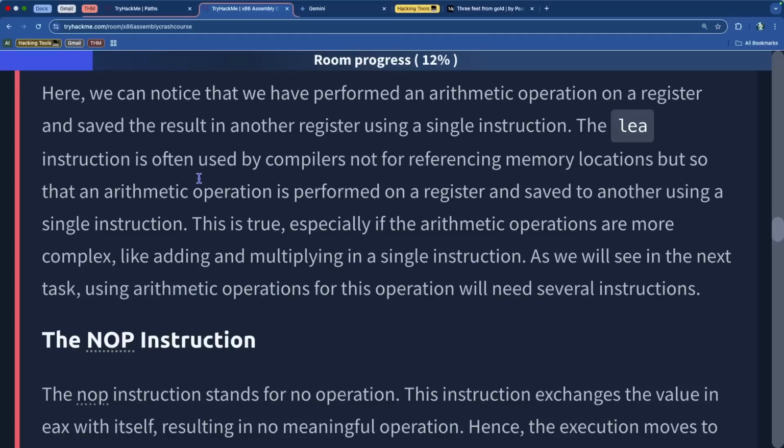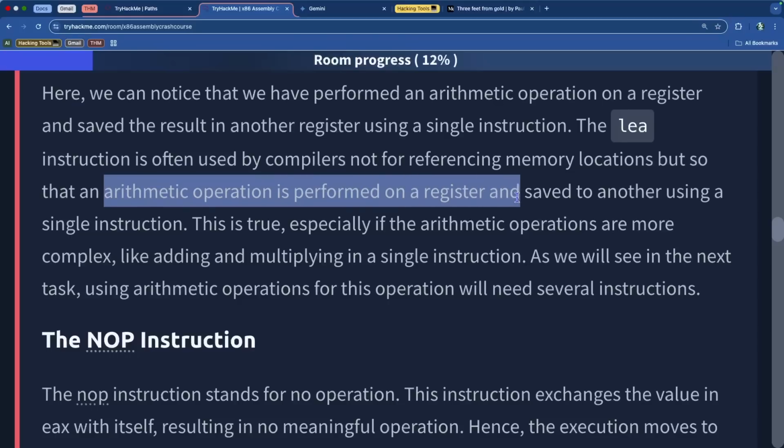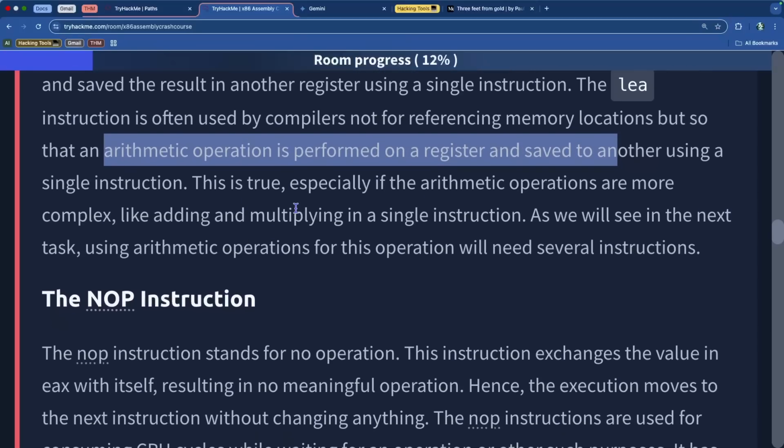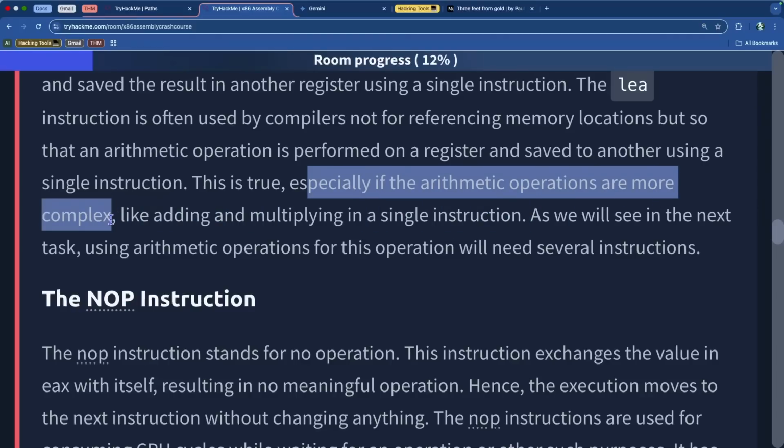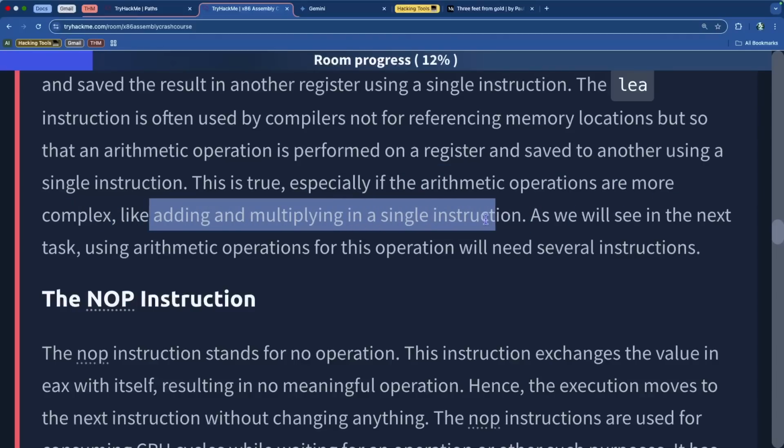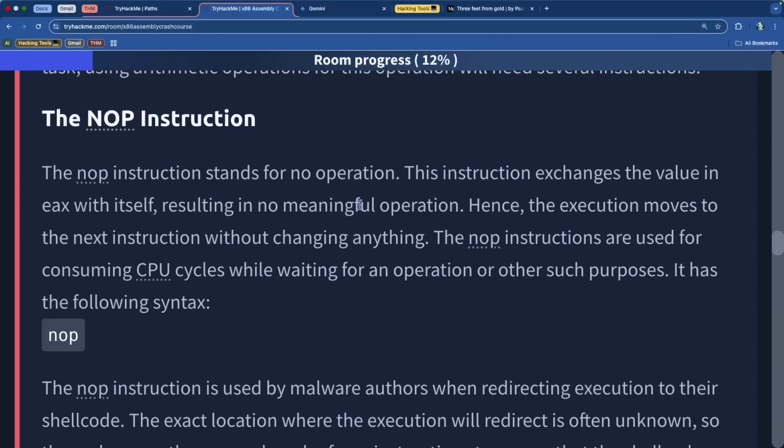The LEA instruction is often used by compilers, not for referencing memory, but so that an arithmetic operation is performed on a register and then saved to another using a single instruction. So you're not necessarily doing something to move locations, right? You're not using it for referencing memory locations, but so that you can actually have an arithmetic operation on the register and then save that to another location. Especially if the arithmetic operation is more complex, like adding and multiplying in a single instruction. And we'll see that in a little bit.